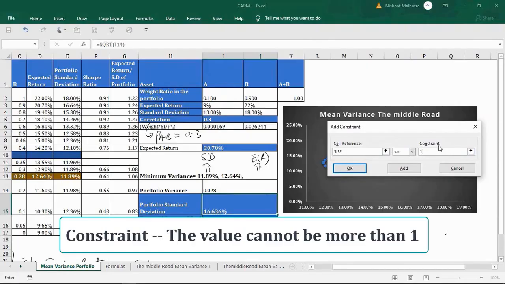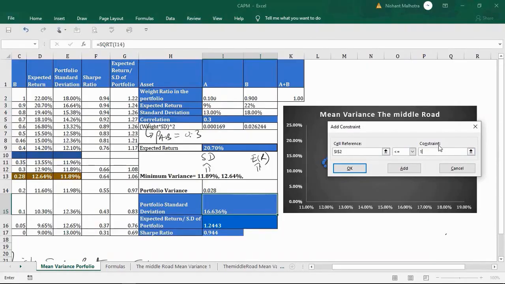We have kept it as 1, so it can shift from 0 to 1. So 1 is the maximum. We are keeping this as of now from 0 to 1. Select the next, B, in the same condition. So I'll put less than or equal to 1.